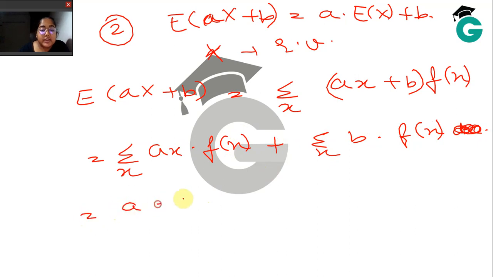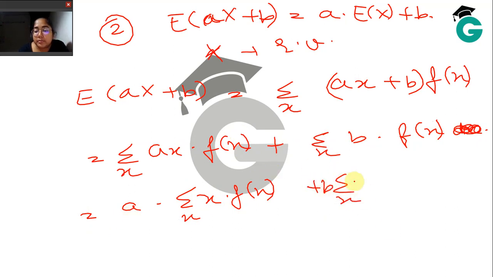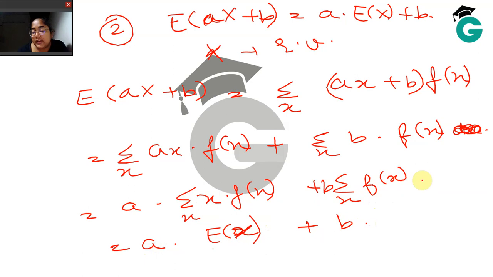So that would be a into the summation over x of x into f of x, because a is a constant and can come out, plus b into the summation over x of f of x, because b is a constant. This is precisely a into the expectation of x, plus b into the summation of f of x, which is 1, because the sum of all probabilities is 1. So that is a into the expectation of x plus b.